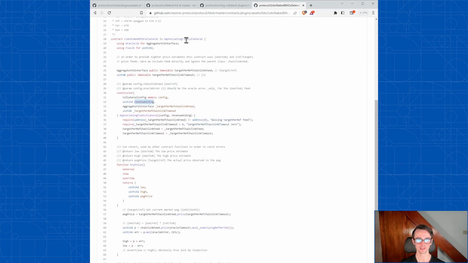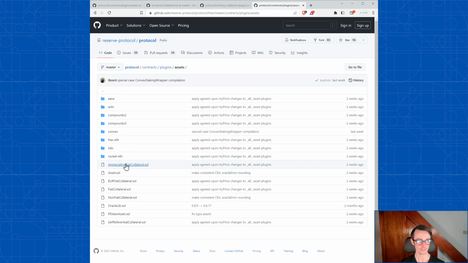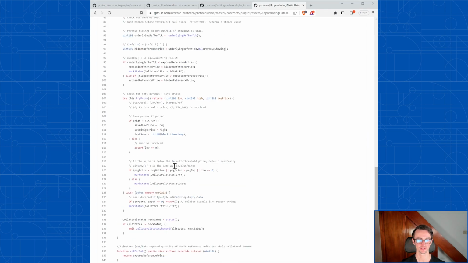So revenue hiding here, it's a thing in the appreciating fiat collateral class. This is an extension of the fiat collateral class that adds an appreciation element. The fiat collateral class assumes that the TOC is exactly equal to the ref. In this contract, we're going to say TOC is not equal to ref.